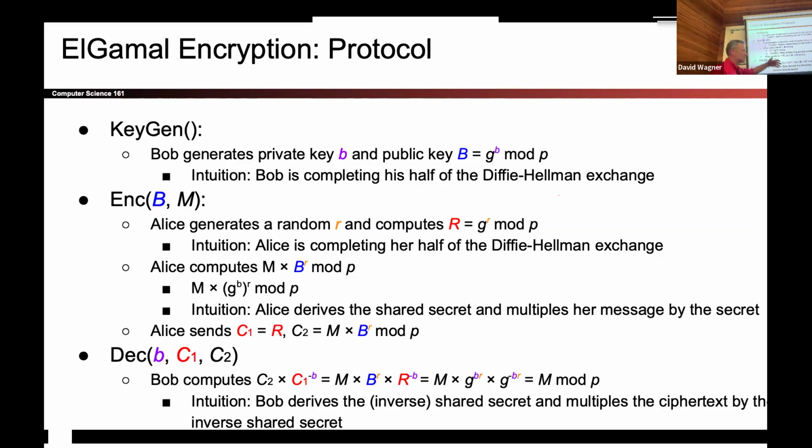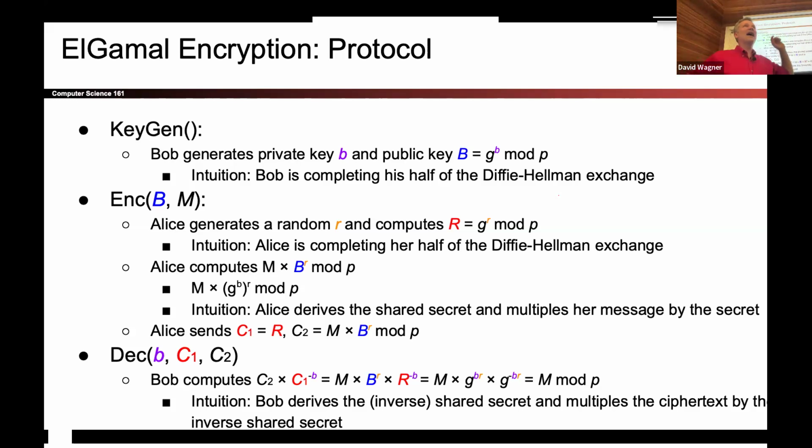Alice does the same as she would do in a Diffie-Hellman. She picks R and computes G to the R. I called it A before. She would pick A, computes G to the A. Same thing, A or R, same thing. And then the shared secret is obtained, it's G to the RB. Alice can get that by taking the G to the B from Bob and raising it to the rth power.